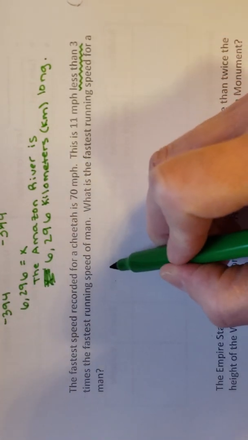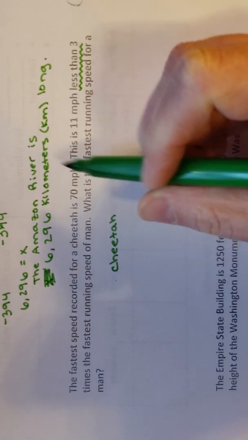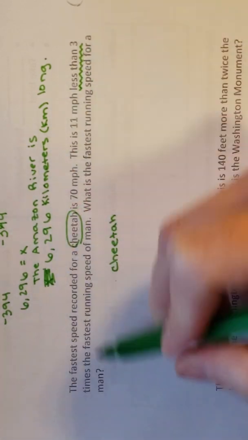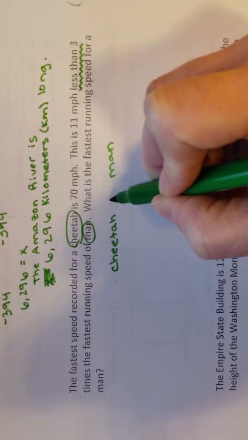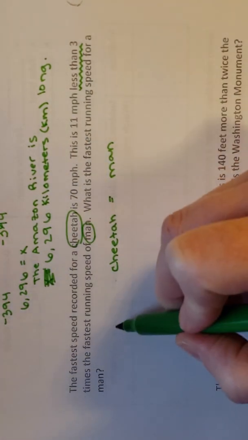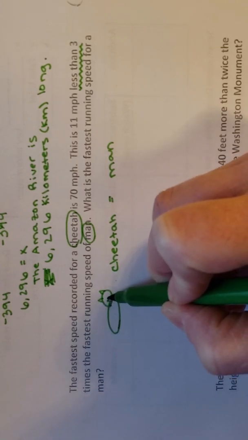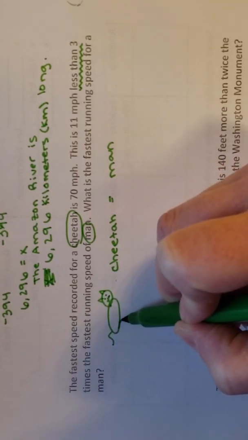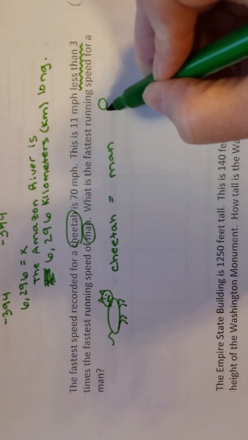So again, I recommend that you find the two things that you're contrasting, the cheetah and the man, separated by an equal sign. You could draw them out if you want to. Grrr. It's running. And my man.